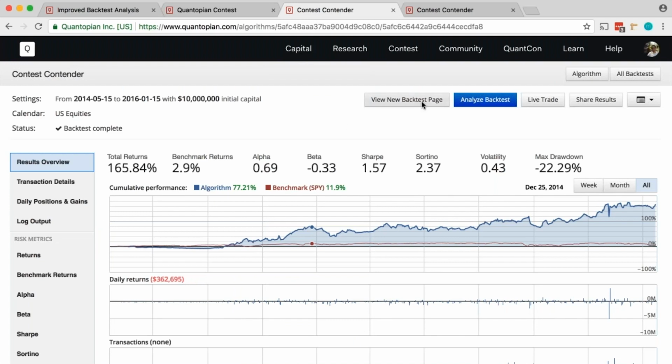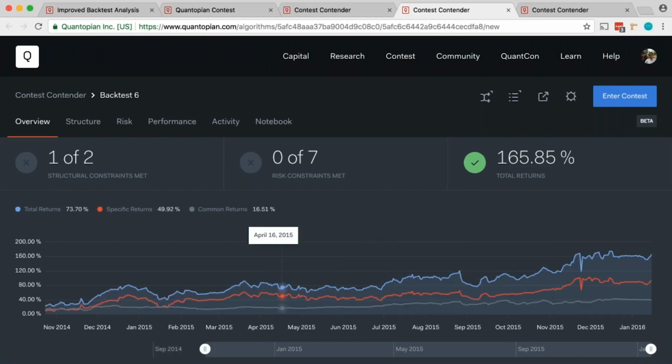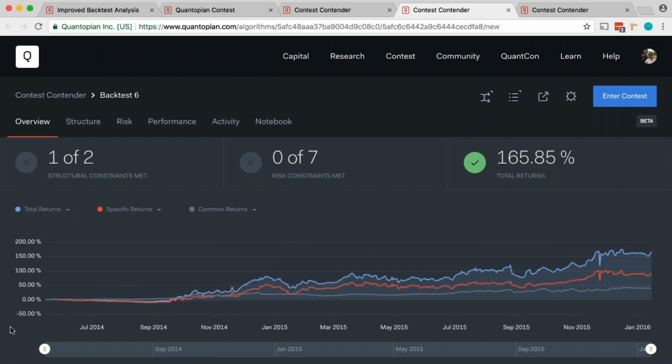So to start with, let's take a look at an algorithm that I wrote. So this is on sort of the old version of the backtest page, and let's hop over to the new one. So this is an algorithm that I wrote. I want to get it into the contest. And initially when I see this, part of me is like, wow, 165.85% total return. That number looks great. And we can even sort of drill down on portions of that to see that that number seems to be doing really well. But is this really that good an algorithm?